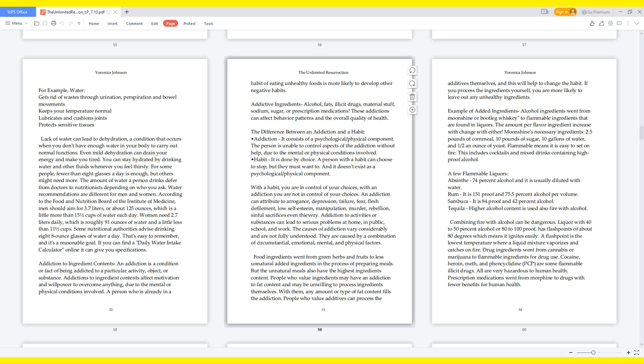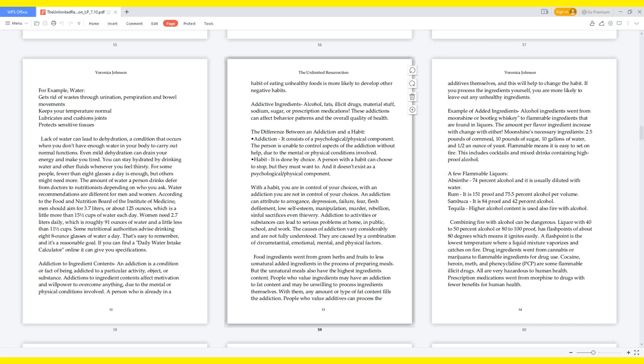Even mild dehydration can drain your energy and make you tired. You can stay hydrated by drinking water and other fluids whenever you feel thirsty. For some people, fewer than 8 glasses a day is enough, but others might need more. The amount of water a person drinks differs from doctors to nutritionists, depending on who you ask. Water recommendations are different for men and women.